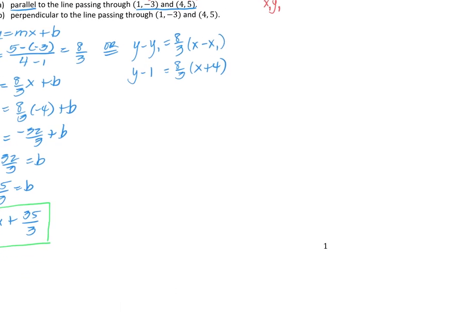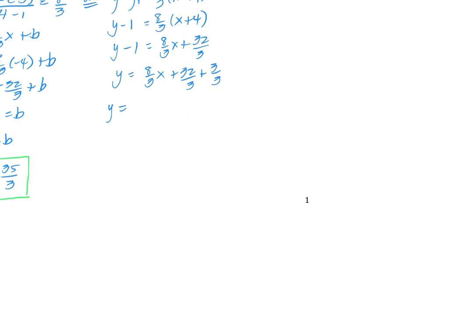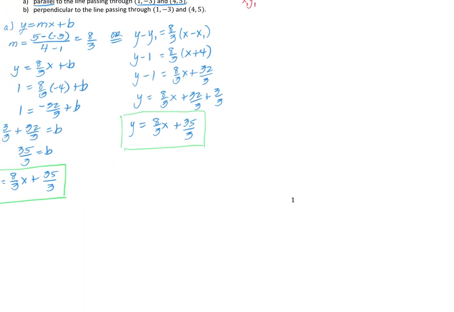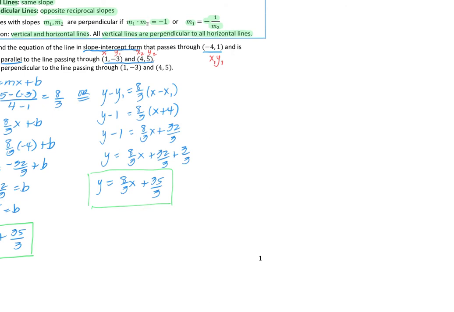And then simply distribute the 8/3 to get 8/3 x plus 32 over 3, and add the 1 to both sides. When I add the 1, I'm just going to write it as 3 over 3 because I know I have to combine those two fractions to get y equal to 8/3 x plus 35 over 3, which is exactly what we had when we started out with slope-intercept form and then found the b value. So either one of those methods will work. Let's look at part B.